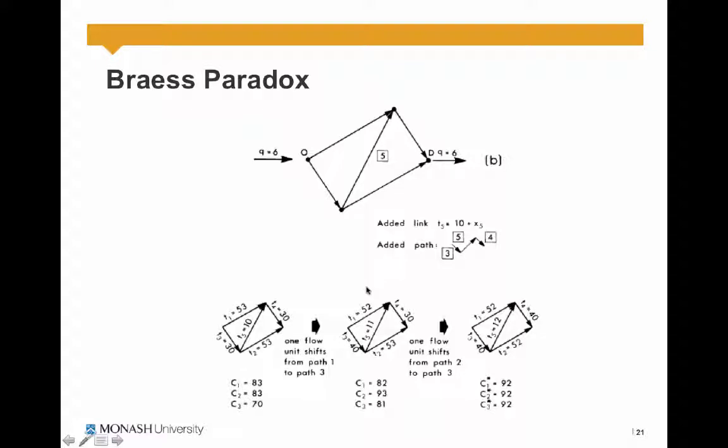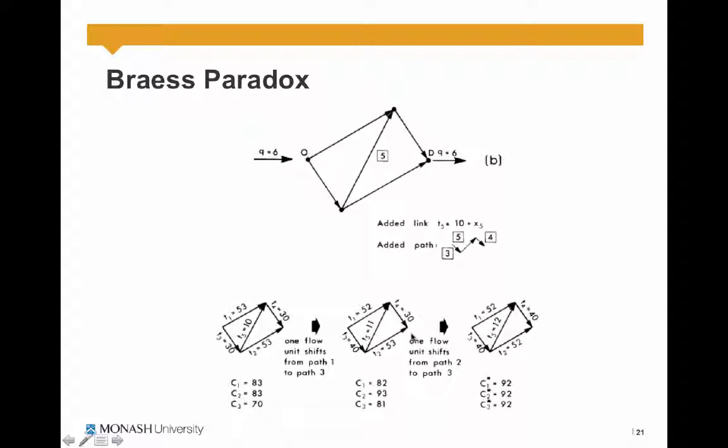If you shift one flow, the travel times will change. The travel time on link 1 will reduce to 82. The travel time of path 2 will be 93, and the travel time of path 3, the new path, will be 81. Now let's take another flow, this time from path 2, and add it to the new path.